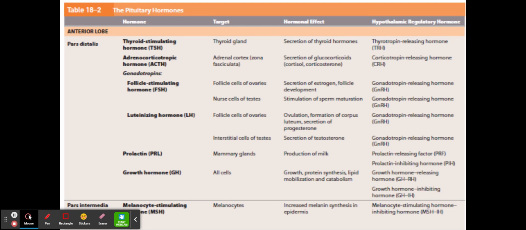Melanocyte stimulating hormone. The pars intermedia may secrete two forms of melanocyte stimulating hormone, MSH or melanotropin. As the name indicates, MSH stimulates the melanocytes of the skin, increasing their production of melanin, a brown, black, or yellow-brown pigment. Dopamine inhibits the release of MSH.